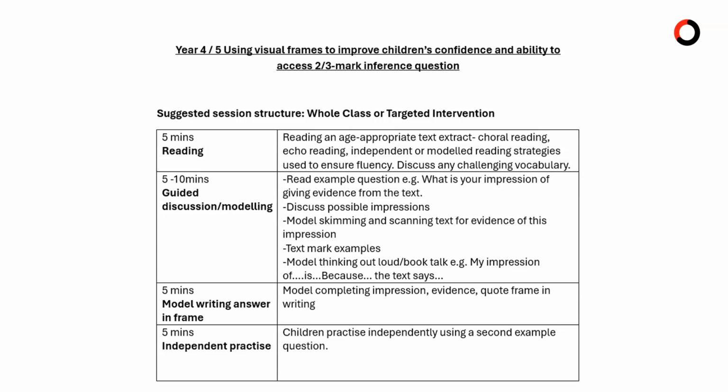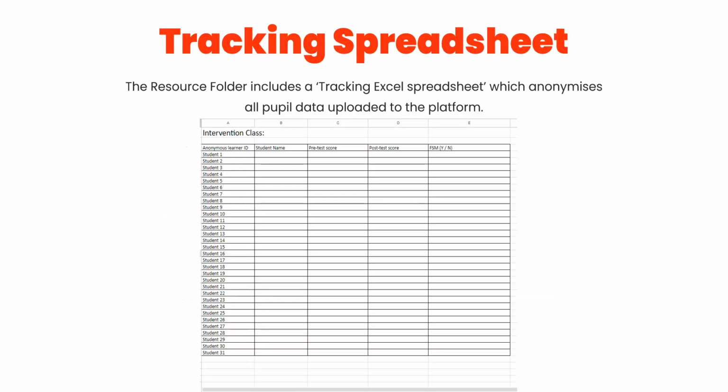The school that has developed this approach has shared their suggested session structure. This is again in the resource folder, which is a 5-minute reading, 5 to 10 minutes guided discussion and modelling, 5 minutes model writing an answer in the frame, and then 5 minutes independent practice using a second example. You'll also find a tracking spreadsheet which will allow you to link an anonymized student to a student in your class.